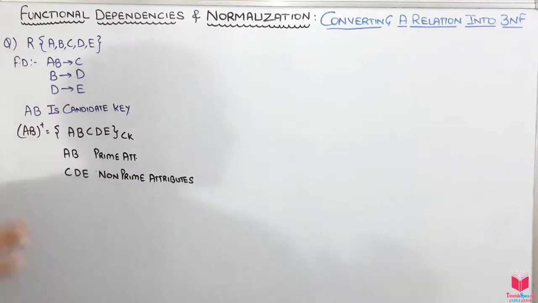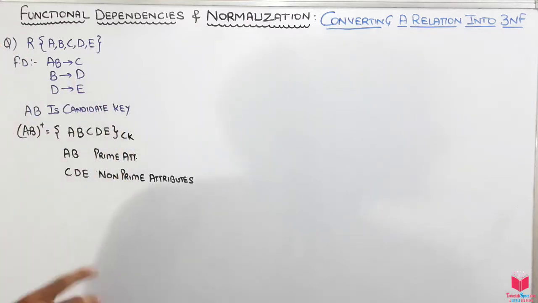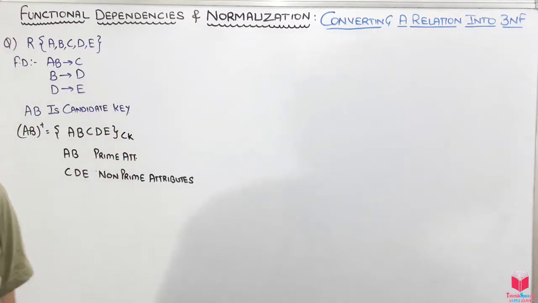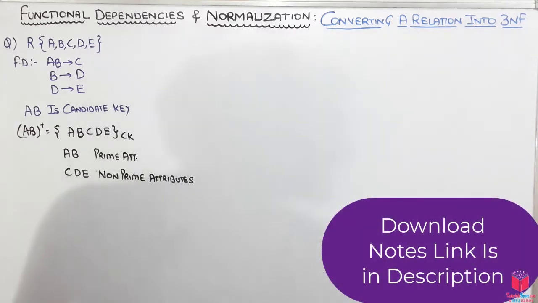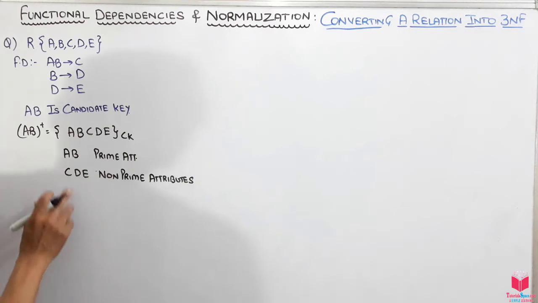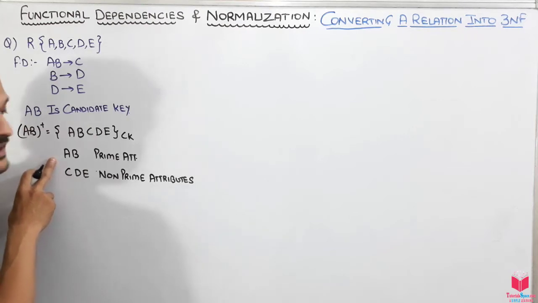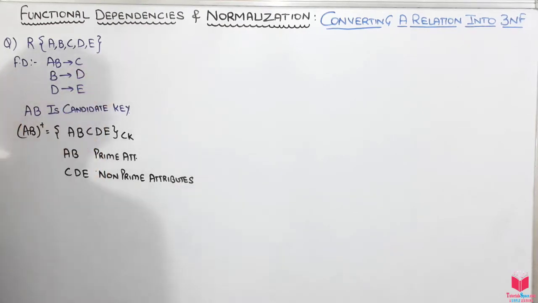Now we have to convert them into a 3NF form. The first condition is that the relation should be in 2NF form. So let's see whether it is in 2NF form. 2NF says that all the non-prime key attributes should be fully functionally dependent upon the prime key attributes, that means upon AB. So we check the functional dependencies.